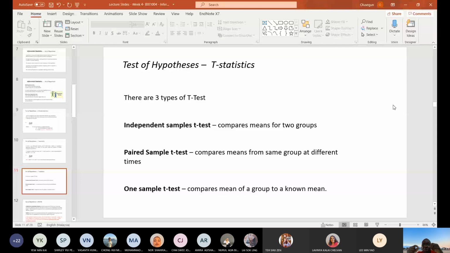So this one compares the means of a group with an already known mean. It's not that you are comparing the mean freshly. For example, let's say we already know the mean of people in this class, and we want to compare it with a new set of information. The already known is compared with newly collected samples. So that's why they call it one sample t-test.